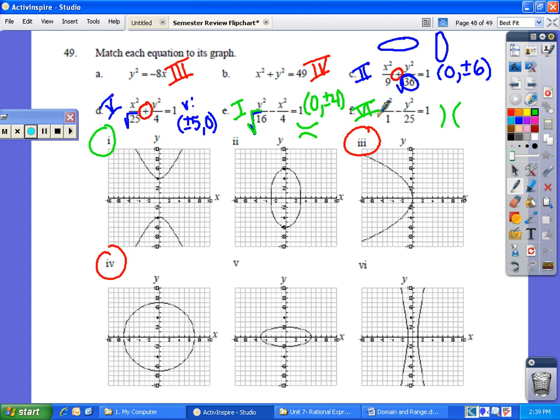And this means that I should, since that's the first number, have my vertex going through plus or minus 1, 0. And it does. Okay, the vertex is going through 1, 0 here. Making the answer to 49: 3, 4, 2, 5, 1, 6.